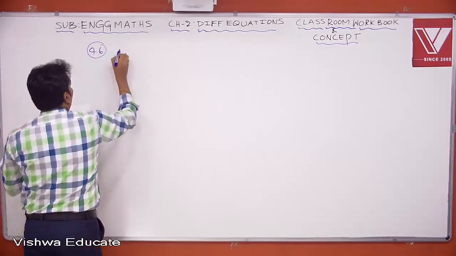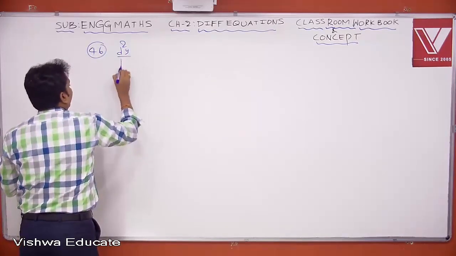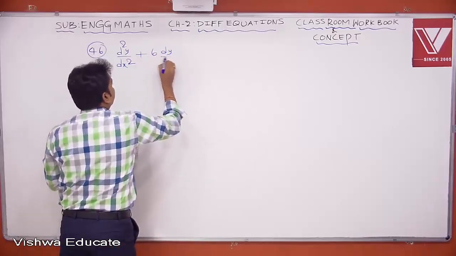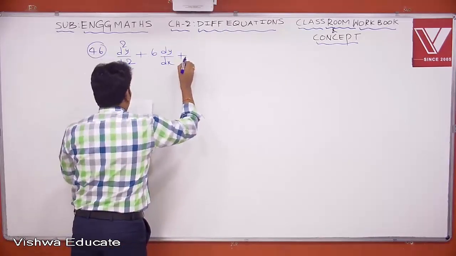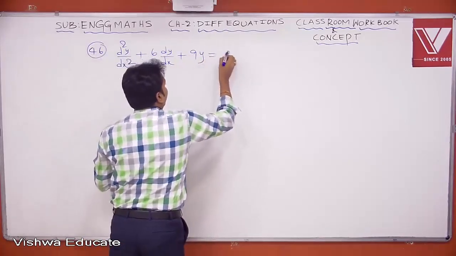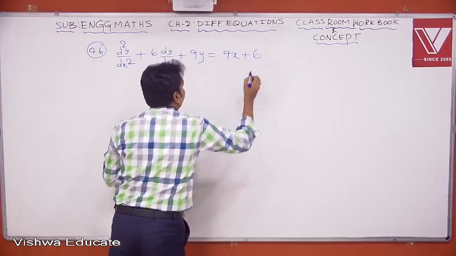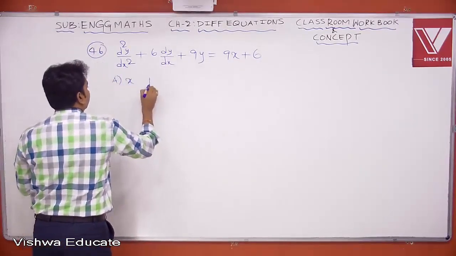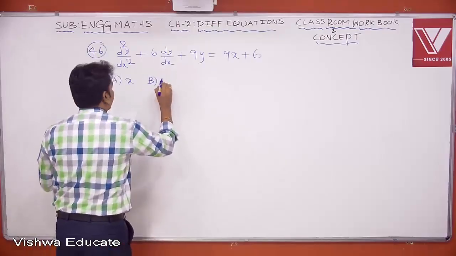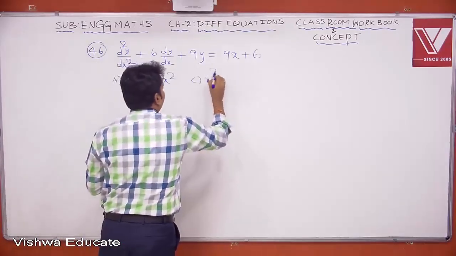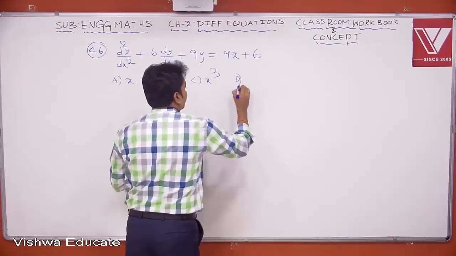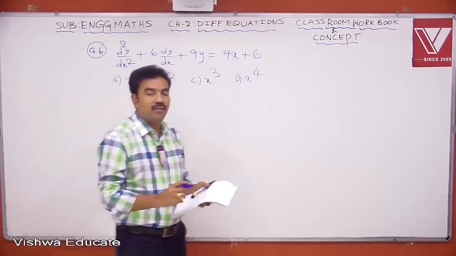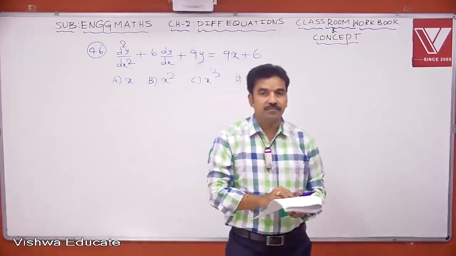The particular integral of d square y by dx square plus 6 dy by dx plus 9y equal to 9x plus 6 is, options are given. First option is x, next one is x square, x cube, fourth one is x power 4. So we need to find the particular integral of this differential equation.